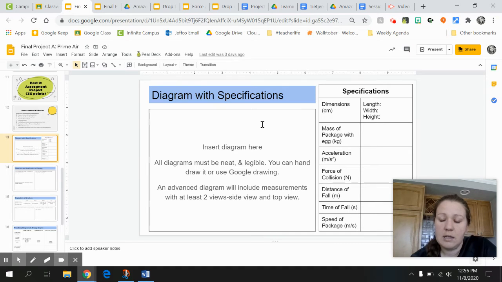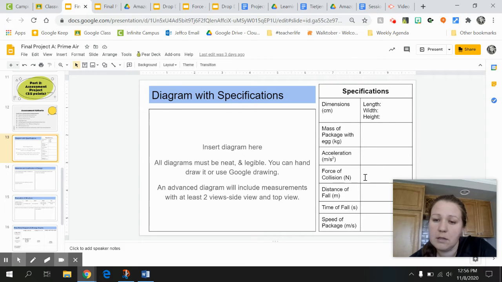And then to really challenge yourself to get an A, right? I think A as in advanced. To be advanced, you need to have at least two views of your structure. So a side view and a top view. Okay. And again, you're going to add that in the box. And the specifications are your length, the mass, and the acceleration it moves down, right? You can just use the acceleration of gravity, right? Gravity pulled down every structure.